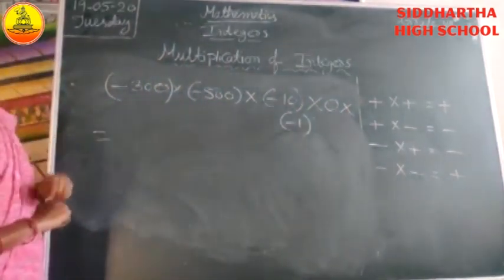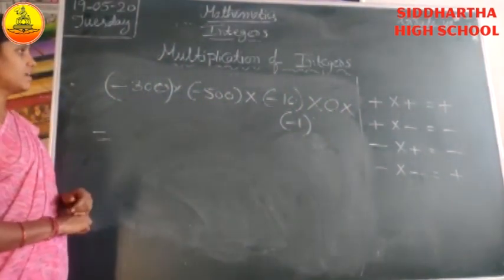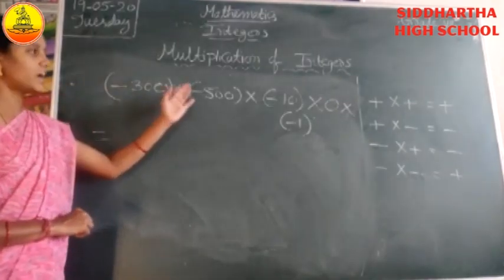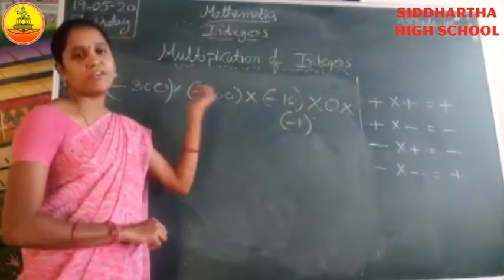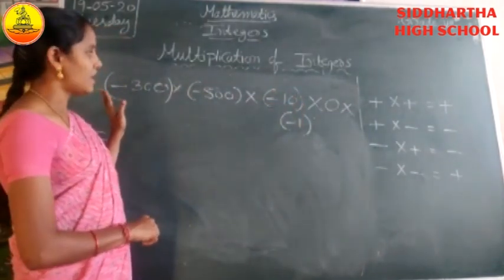What is the value of this product? You could start with 300 into 500, how much, then 500 into 10, again 10 into 0, and keep going like that. No need. Directly you.